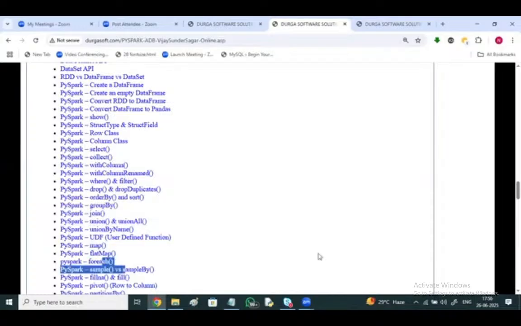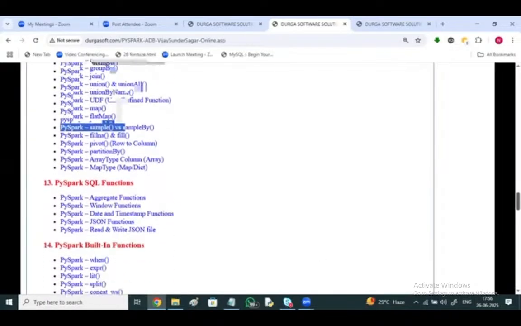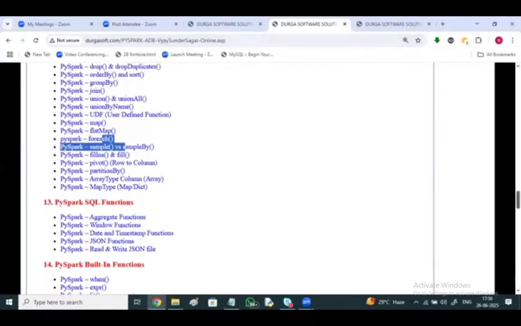UDFs, map, flatMap, foreach, fill nulls, pivot. So how much coding is needed in PySpark? A lot of coding, or no? Just basics of Python is required. You need to know the functionalities of PySpark, and many functions we need to make use of. We won't write huge code, but you need to know the flow.